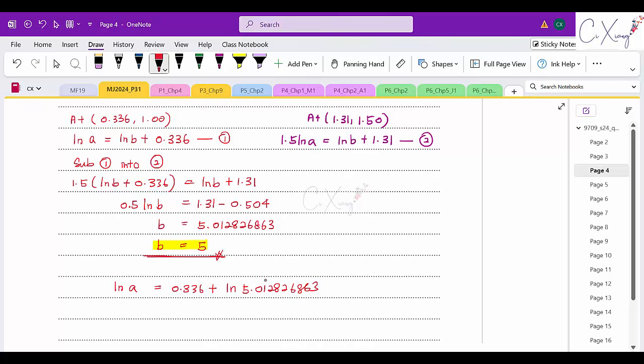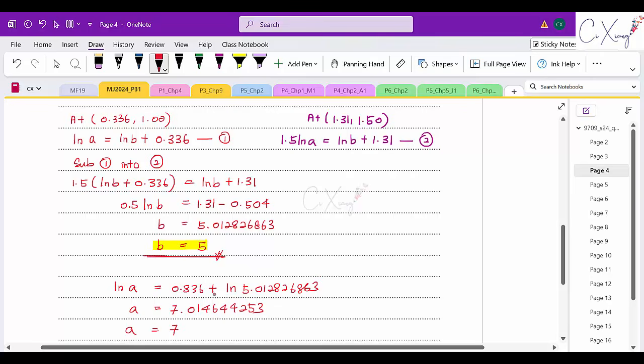So put in the value of b, and again, to get rid of the ln on the left hand side, you have to bring the base e over, where all the numbers on the right become the power. The number on the right becomes the power of e. So you'll get a long value for a as well. Then again, correct your answer of a to the nearest integer, so it should be equal to 7. Okay, so this is how we solve this question.